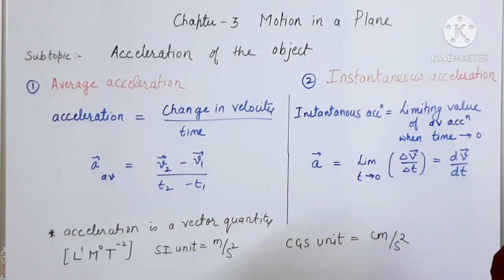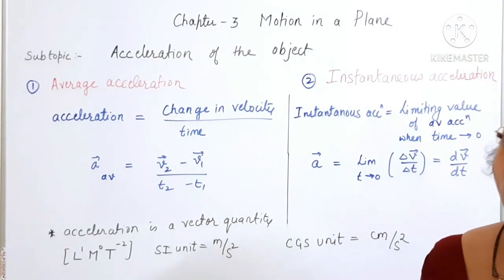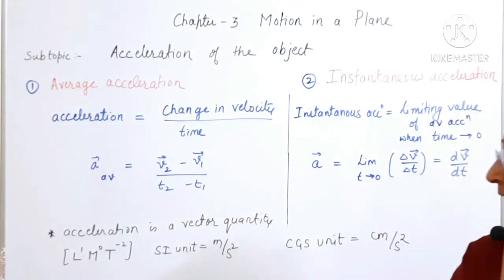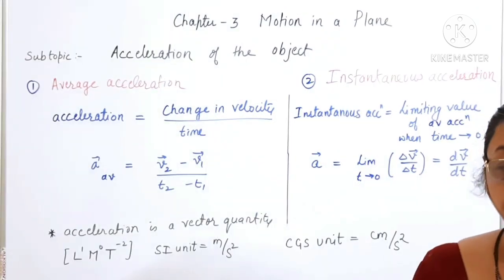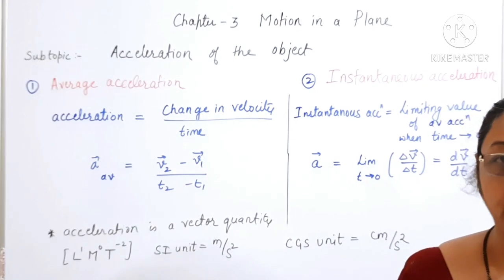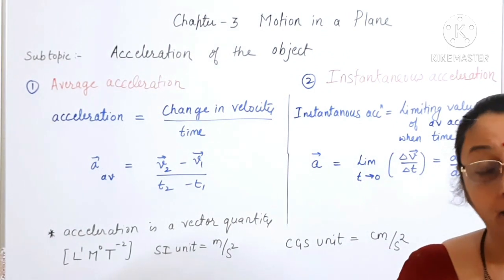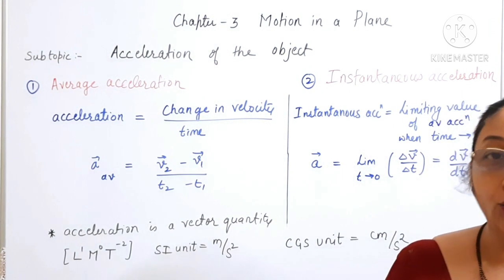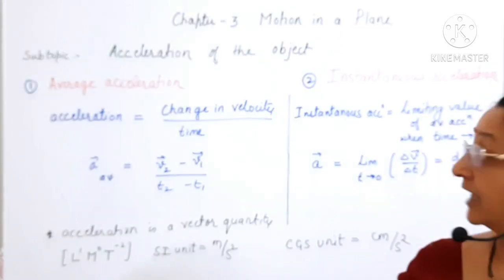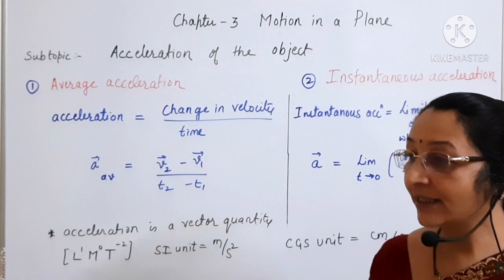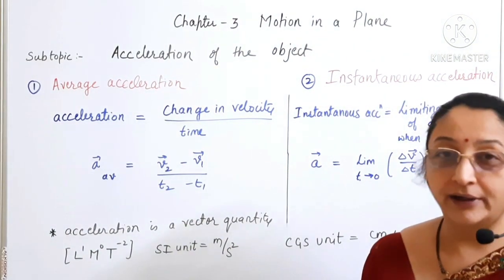We have discussed two types of acceleration, that is the average acceleration and the instantaneous acceleration of the object or the particle. Now this acceleration we know, since the displacement is a vector quantity, the velocity is a vector quantity, we know that the path length is a scalar quantity, the speed is a scalar quantity, but displacement and velocity are vector quantities, and change in velocity per unit time is acceleration, and hence the acceleration is also a vector quantity.